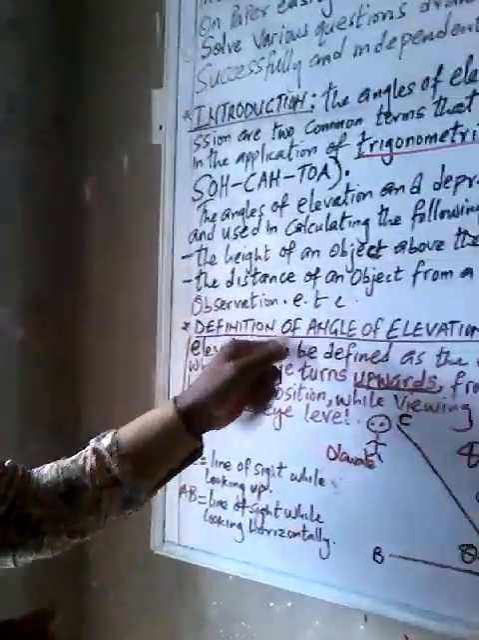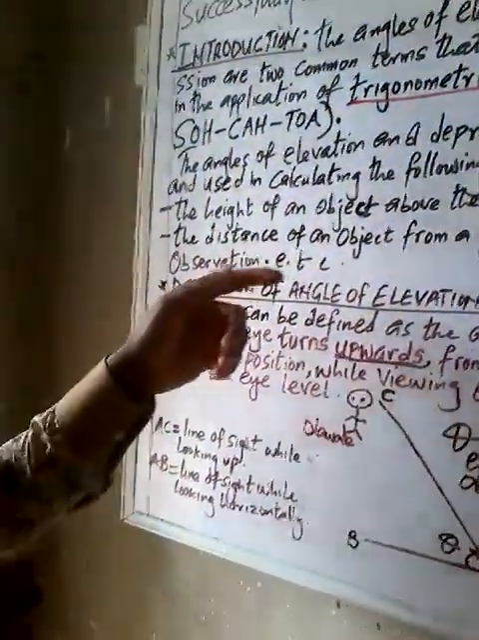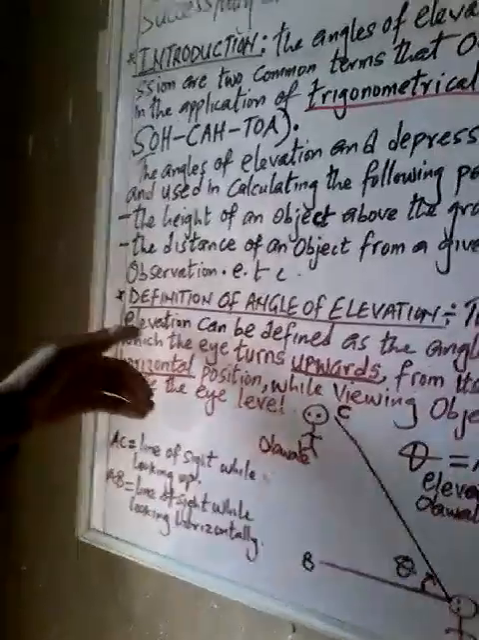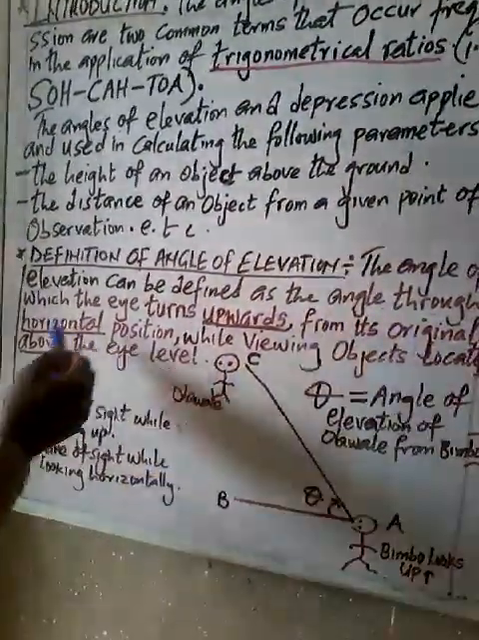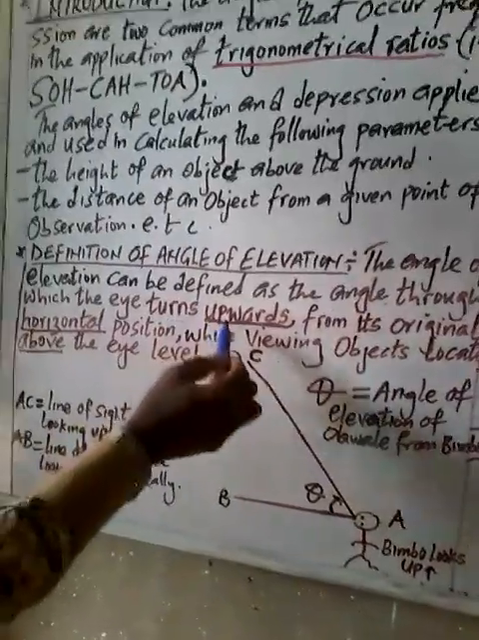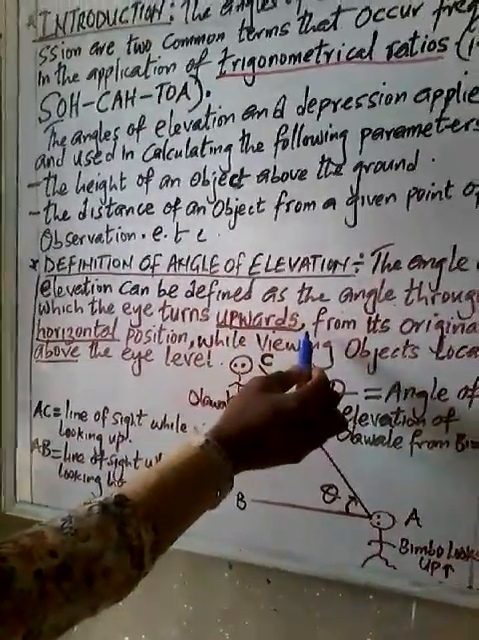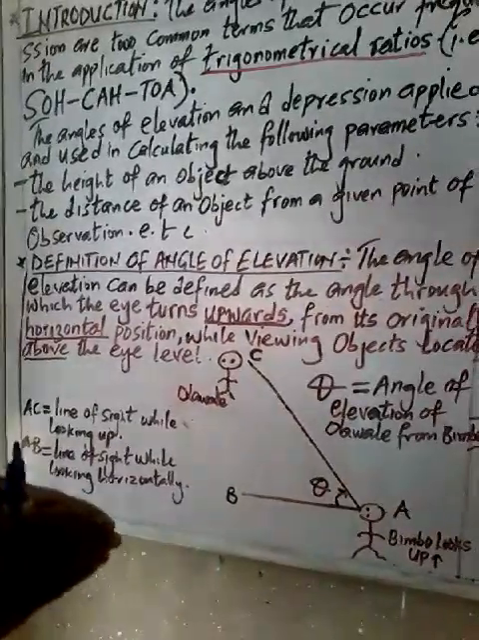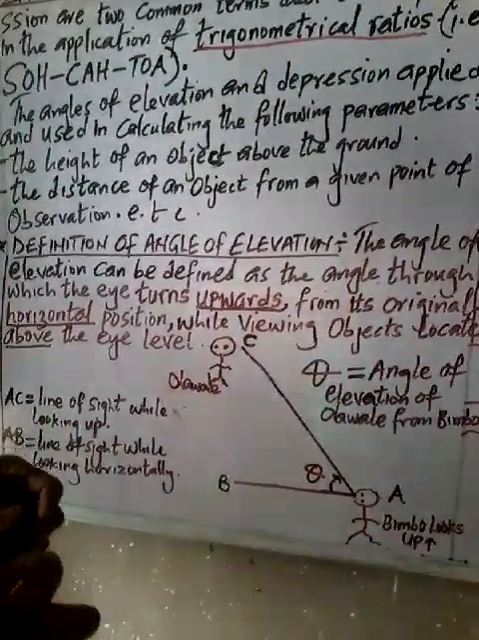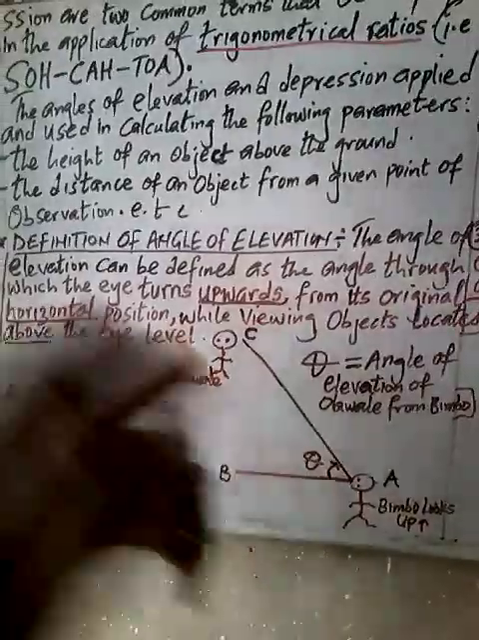depression. Now, by definition, what do we mean by the angle of elevation? Angle of elevation can be defined as the angle through which the eye turns upwards from its original horizontal position while viewing an object located above the eye level.